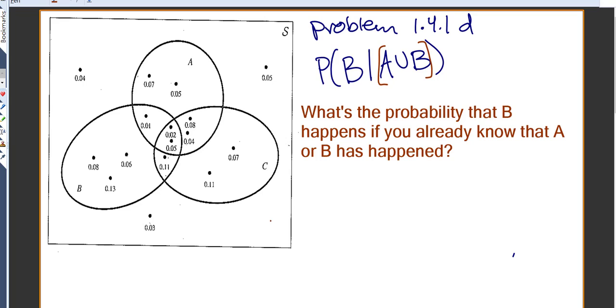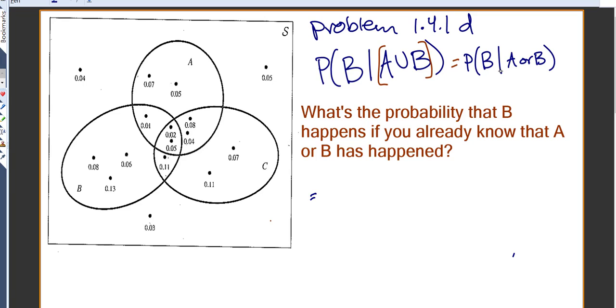When you look at this, all the symbols might throw you, so I might change these to words. Not the conditional symbol, because I usually don't do that, but we'll do probability of B given this is A or B. Sometimes it's easier with ors than symbols. This is your union symbol, it means or.